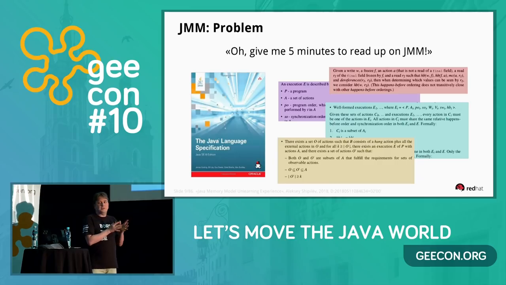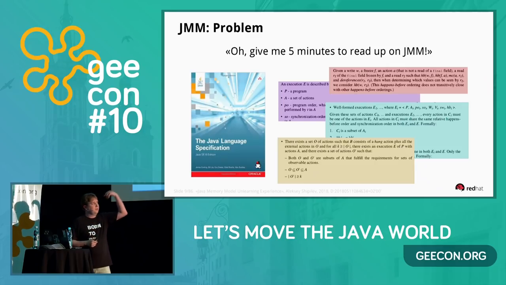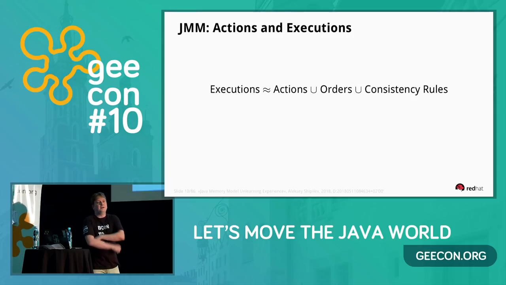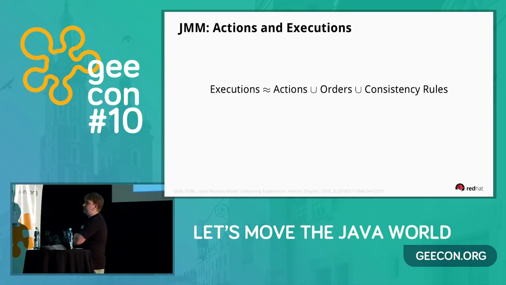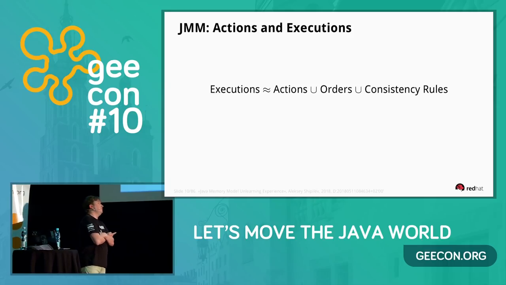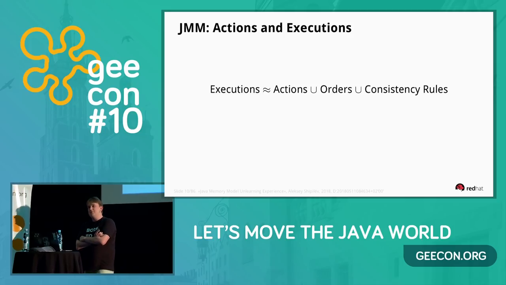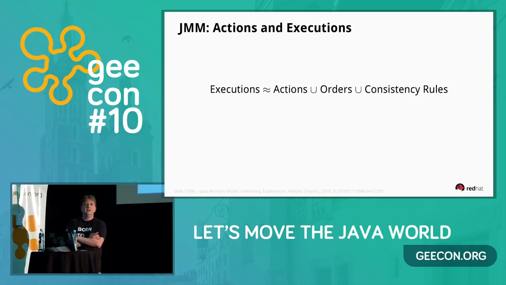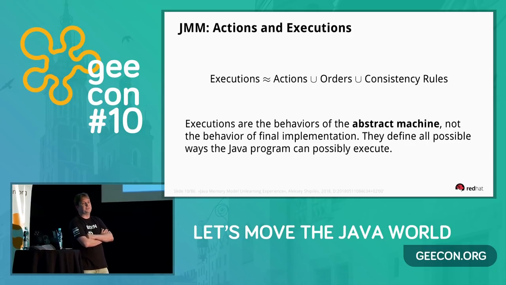Even though we will be talking about some of the JMM formalism, we will try to derive the high-level understanding of it so we don't have to dive into these formalisms all that much. So JMM is basically centered around the notion of executions. And an execution is the union of actions, orders, and consistency rules for it, and it's also white noise on the tenth read. The important thing to understand is that the executions are the behaviors of this abstract machine.